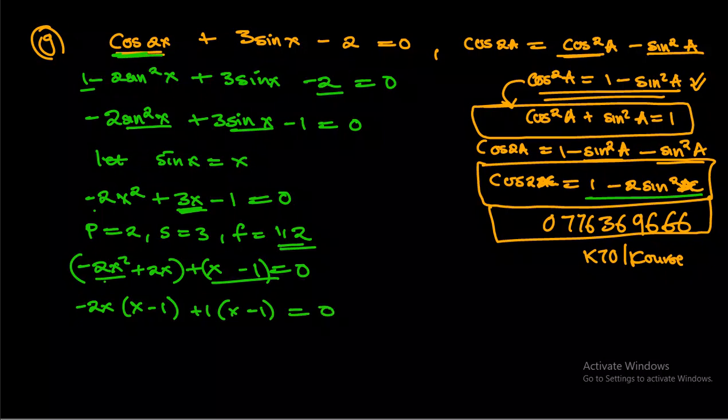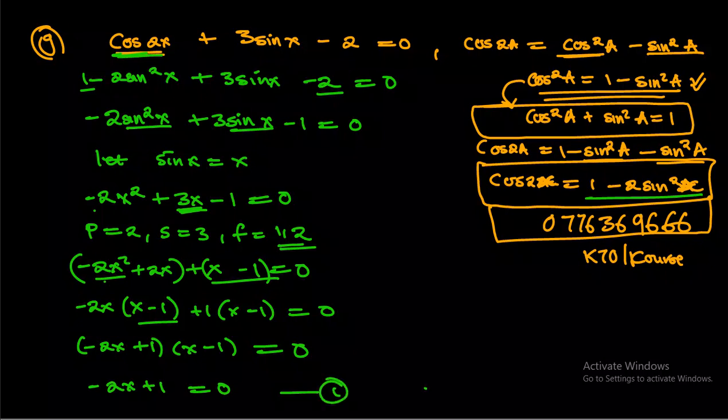You can now take these two factors which are outside: negative 2x plus 1, then we put what is inside there, x minus 1, equal to 0. As we can see now, we can split this into two equations. Negative 2x plus 1 is equal to 0 is equation 1, and x minus 1 is equation 2.